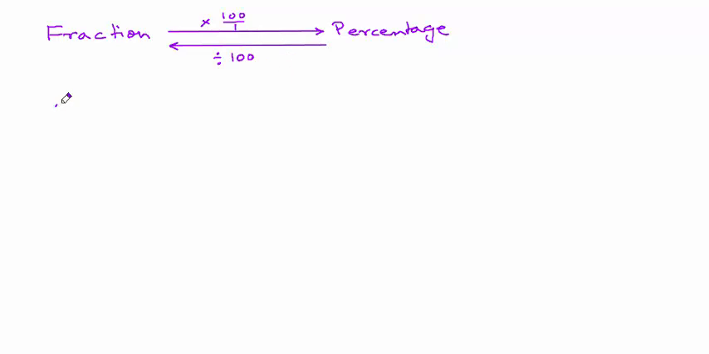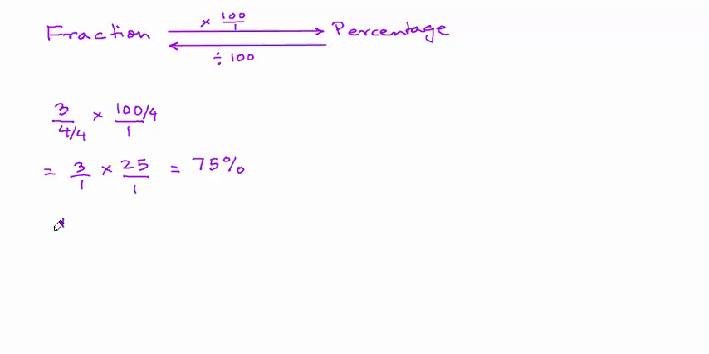Let's say you want to change the fraction 3/4 to its equivalent percentage. So all you need to do is multiply this with 100 over 1 and then simplify. Divide 4 with 4, 100 with 4. So you have 3 over 1 times 25 over 1. So that is equal to 3 times 25, which is 75%.